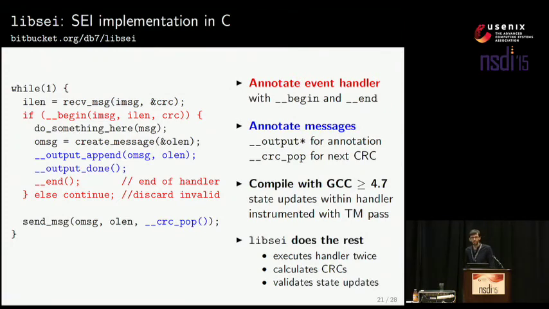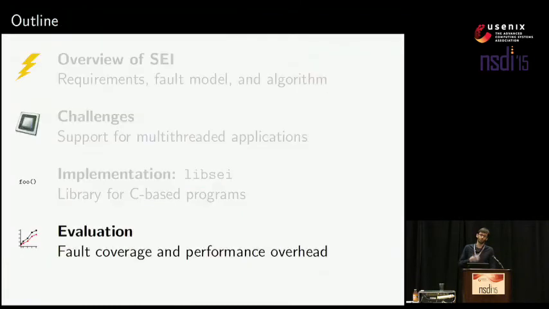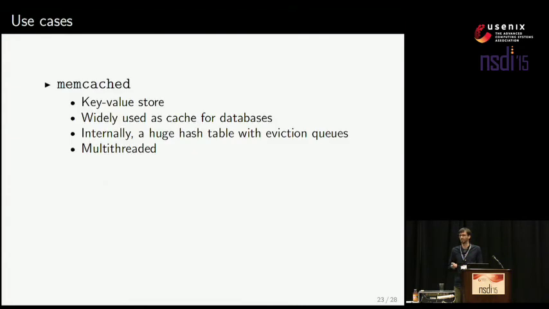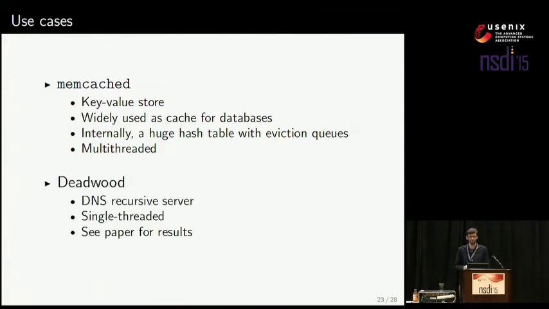Now I'm going to give you some details about our evaluation. We have performed a fault coverage evaluation and a performance overhead evaluation. And for that we have used two applications. First is memcached, which is a key value store that is widely used as a cache for databases. And internally it is just a huge hash table with some eviction queues, and it's multi-threaded. The second application we have used is Deadwood, but I'm not going to talk about this application in this talk. You can take a look in the paper if you're interested.